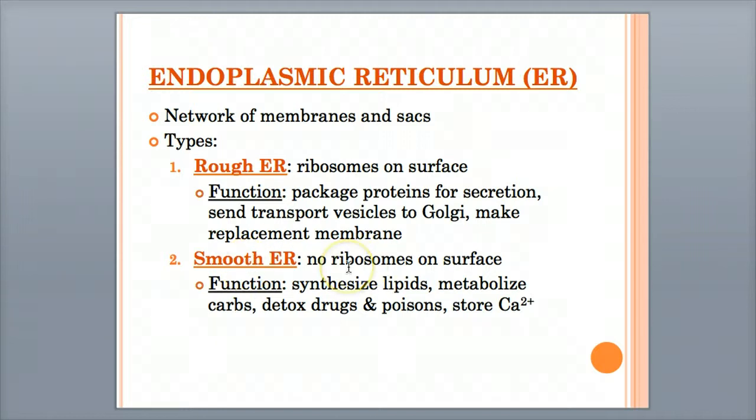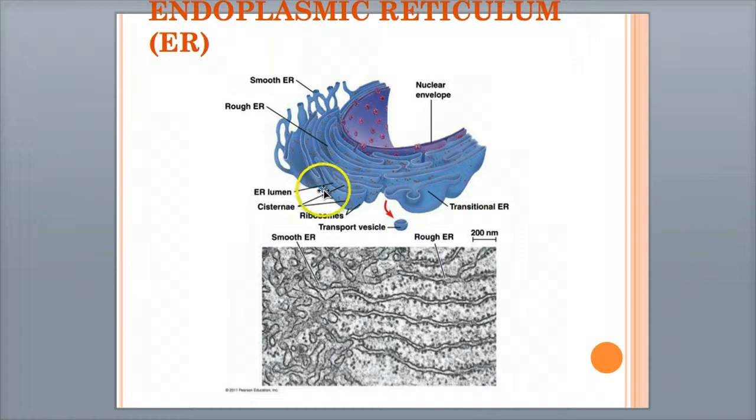Smooth ER has no dots, no ribosomes on the surface. What it does is it creates lipids, metabolizes carbs, stores calcium, and detoxes the cell, like if there are drugs or poisons or things that the cell doesn't want. So you need to know the difference between rough ER, which does the proteins and makes replacement membrane, versus smooth ER, which has no ribosomes and deals with lipids, carbs, drugs, poisons, stuff like that.